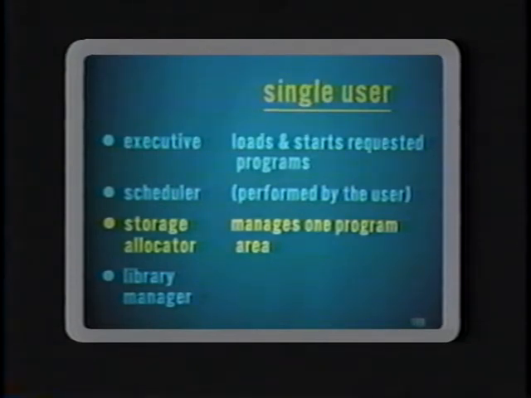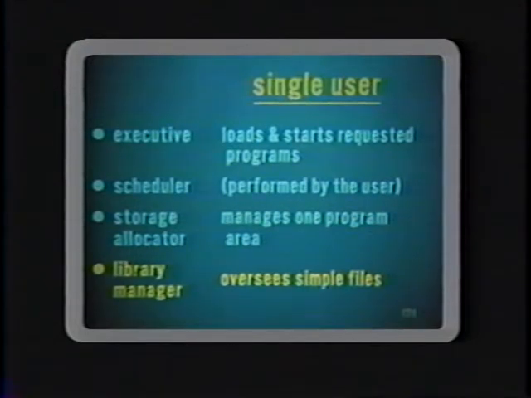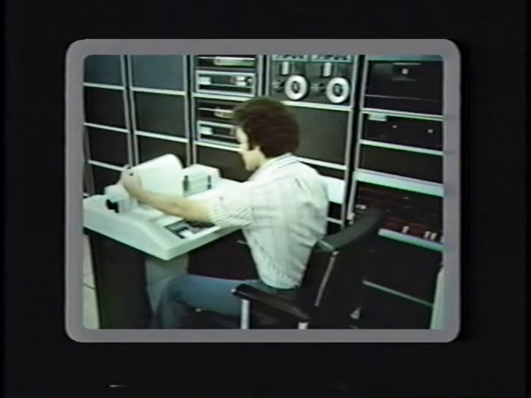This function is simple because single-user systems usually divide memory into only 2 areas, the operating system and the program area. In a single-user system, the last function, the library manager, oversees relatively simple files compared to those in larger operating systems. The drawback of a single-user operating system is that computer time is not used very efficiently, because, as you know, a computer can operate much faster than a person.